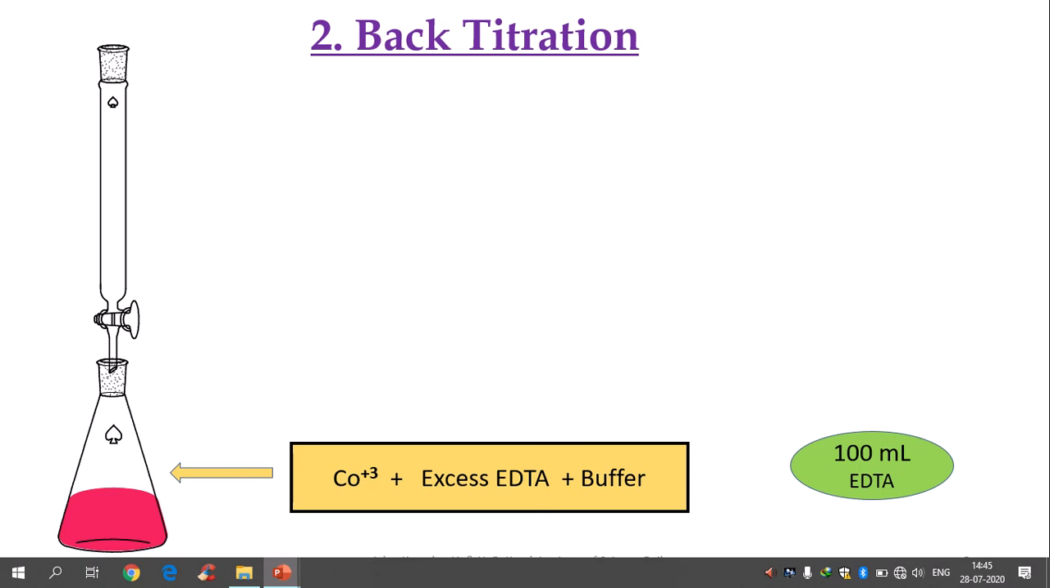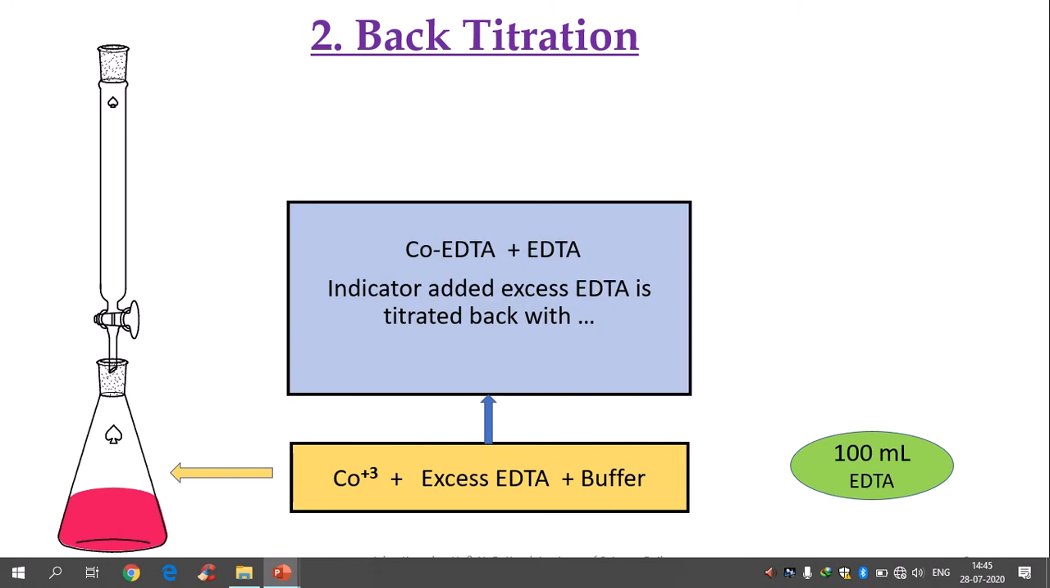So say for example we are adding 100 ml of the EDTA solution to the solution of the metal ion cobalt. Now what happens here is cobalt forms a complex with EDTA. As much amount of cobalt is there, that much proportion forms a complex. So the cobalt-EDTA complex is formed. Because we have added in excess amount, the other EDTA will remain as it is in the solution. So say for example the cobalt-EDTA complex formed is around 60 ml. So the remaining will be 40 ml of EDTA as it is in the solution.